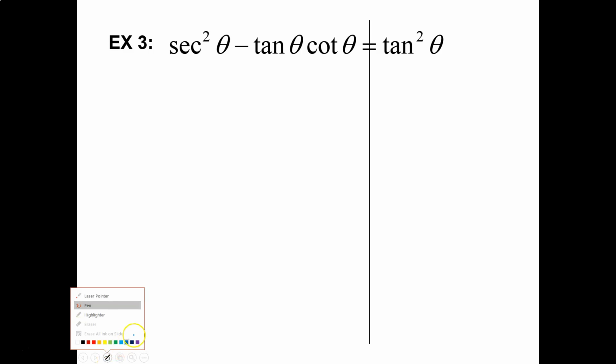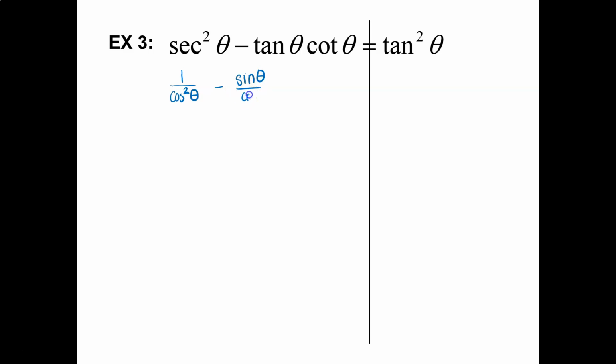So usually, if I don't already have sine and cosine, in a lot of cases, I like to go ahead and change everything to sine and cosine. So secant here would be 1 over cosine squared theta. It is okay here, even though secant is squared, we can still use that reciprocal identity for the square. And then we'll have sine theta over cosine theta times cosine theta over sine theta.